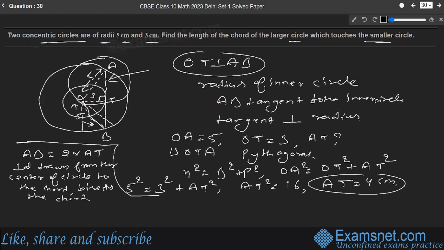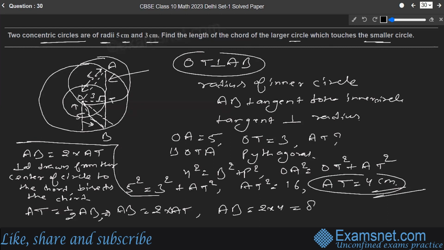So that means the AT value is half of AB, and we can say AB is going to be twice of AT. We already know the AT value as 4 centimeter. So that gives us AB is equal to 2 into 4, that is nothing but 8 centimeters. So that is the length of the chord which was required in the question. Okay, so the answer is 8 centimeter is the final length.